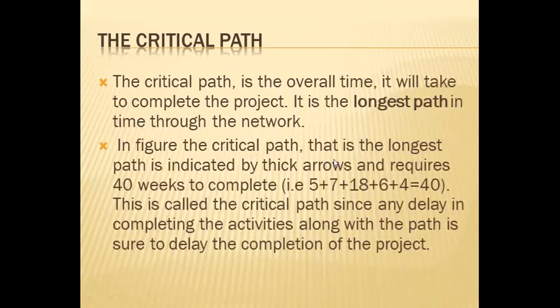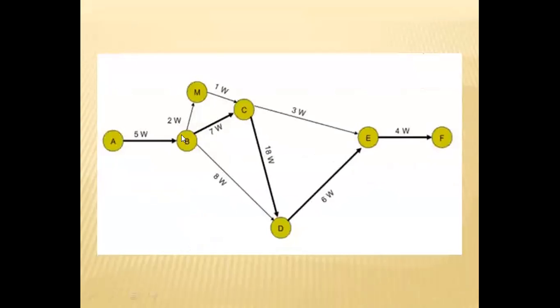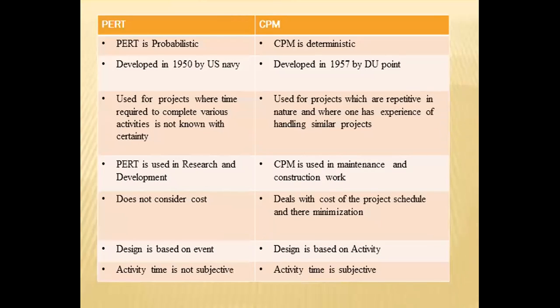The critical path is overall the longest path. In the figure, it is the highlighted line. This is the longest path a project can take, and it is 40 weeks. If there is any delay on it, it can lead to a delay in the project.